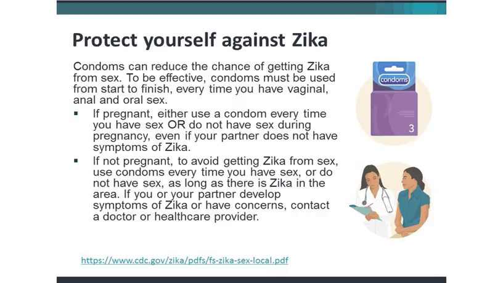And the link that I provided at the bottom of the slide is for an actual PDF that contains this information. But if you look at the root of that link, www.cdc.gov/Zika, that is a link to all of CDC's information on Zika. And so I would recommend that you go there for more information. Next slide.